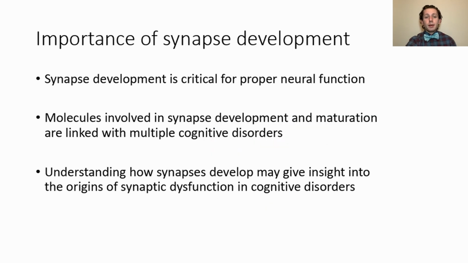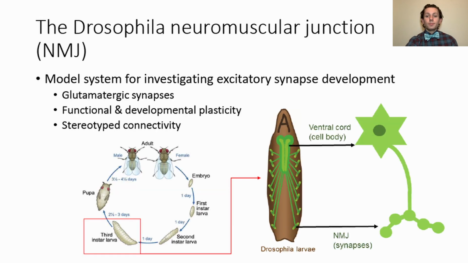Given that synapses are essential for the formation of neuronal circuits, synaptic development is critical for proper neural function. In fact, molecules involved in synapse development and maturation have been linked with multiple cognitive disorders, including both autism spectrum disorder and schizophrenia. Acquiring a better understanding of how synapses develop may help us to generate insights into the origins of synaptic dysfunction and cognitive disorders.